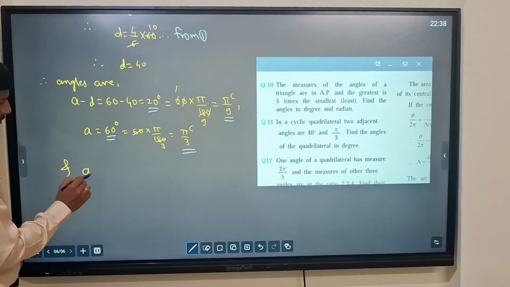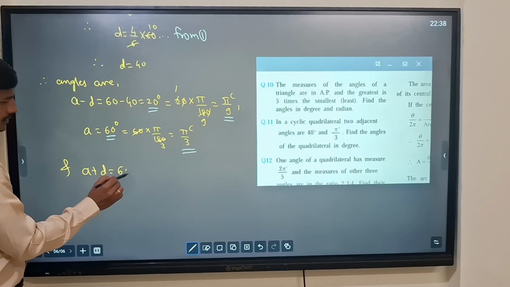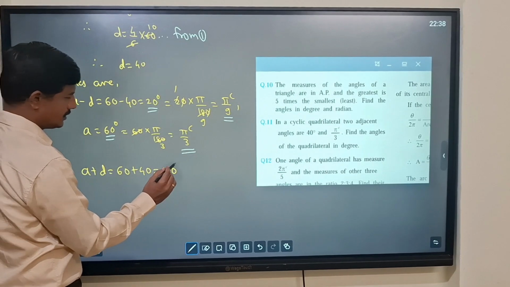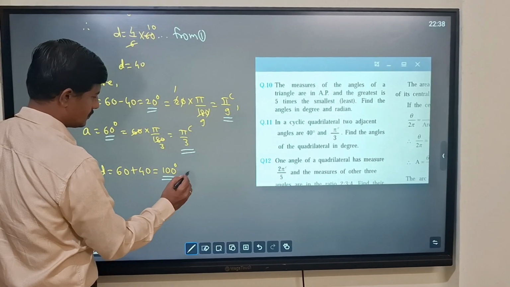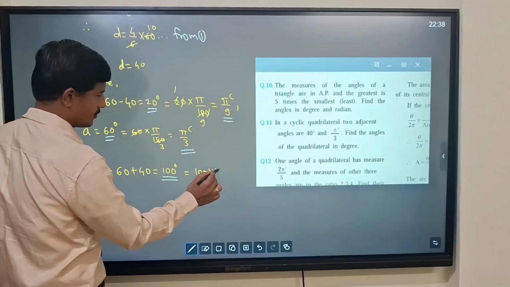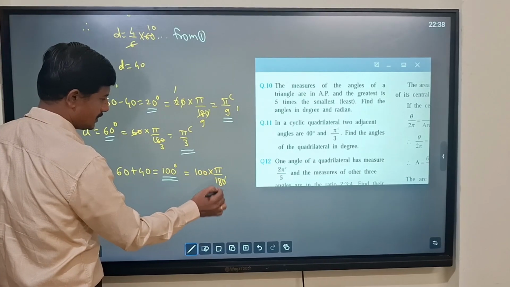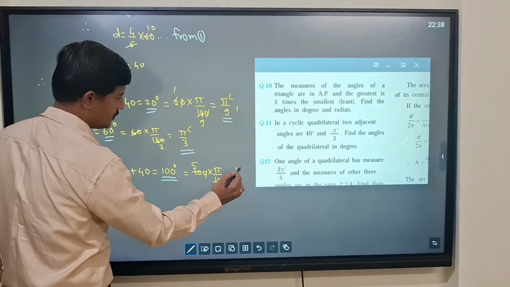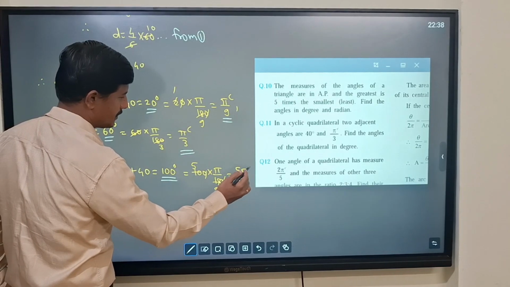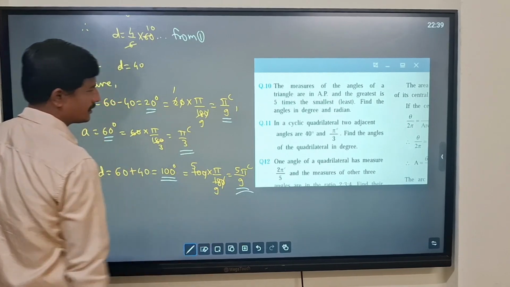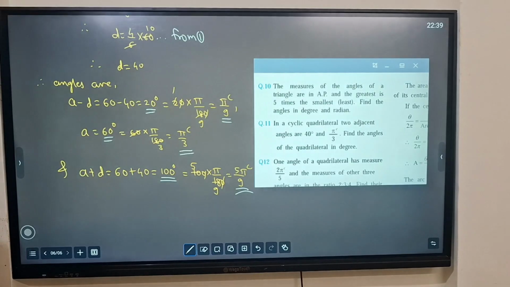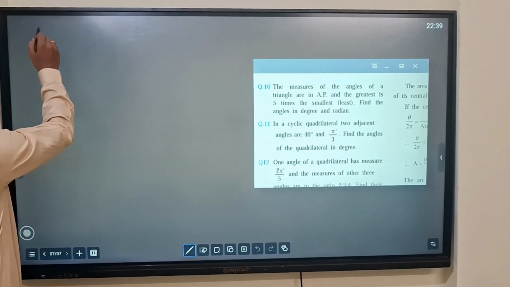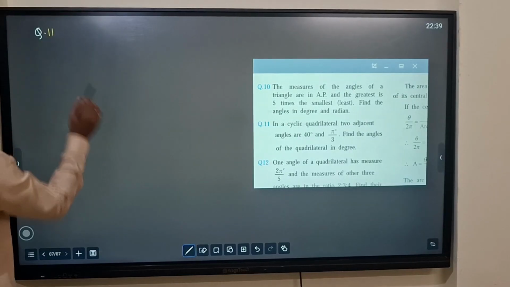And last one is A plus D, that is 60 plus 40, that is equal to 100 degree, is equal to 100 into pi by 180, 2 5s are 10, 2 9s are 18, this is equal to 5 pi by 9 radian. This is the answer of question 10. Okay. Next one is question 11.